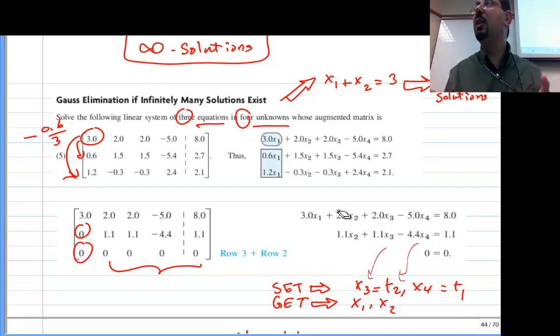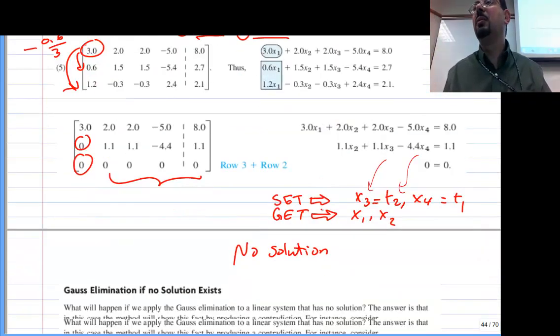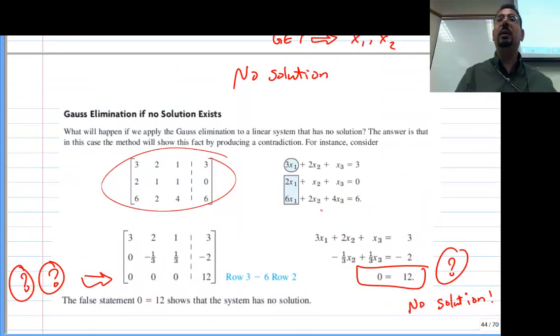How do we know it's an infinite number of solutions? Because we got 2 equations and 4 unknowns. So we don't have enough to come up with the number. We have to choose 2 of them to come up with the other 2. Very good.